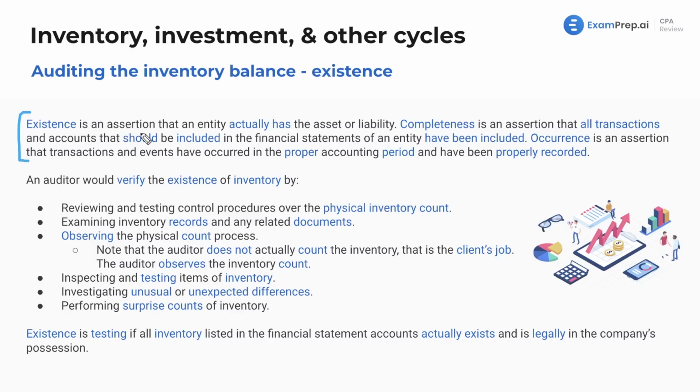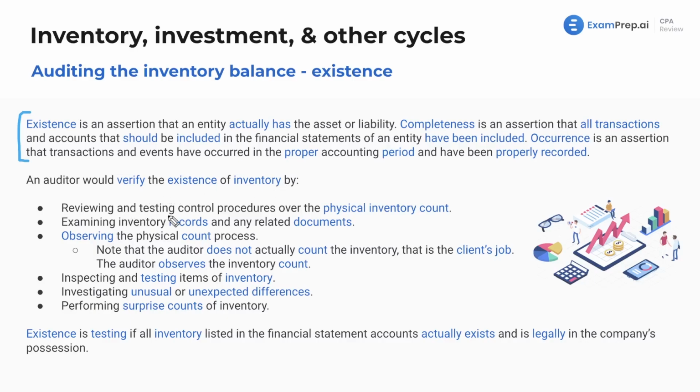Now, existence, this is the assertion that the entity actually has the asset or liability. Completeness is that all transactions and accounts that should be included are actually included. And occurrence is the assertion that transactions and events have occurred in the proper period and have been properly recorded. Perfect. Looks good there. Now, how are we going to verify the existence of inventory?